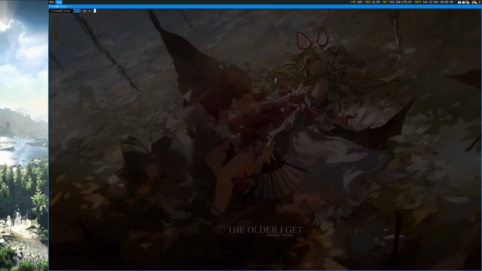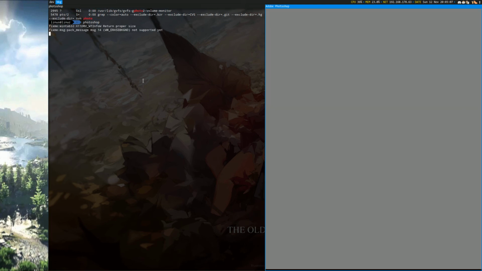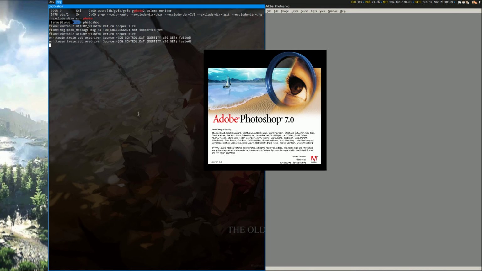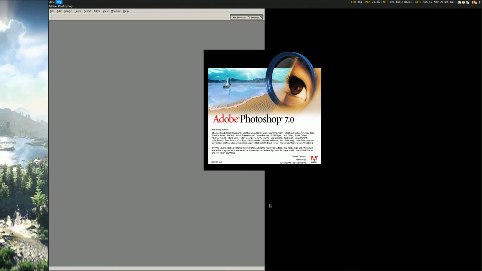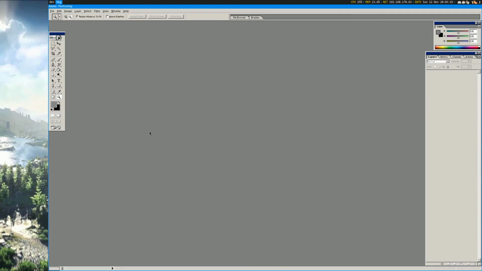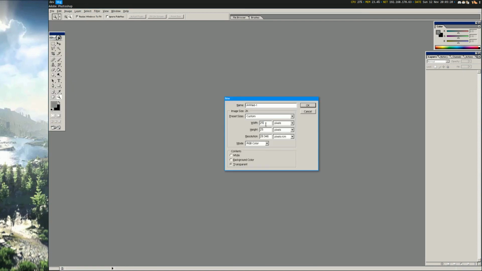Is it starting, or what? No. Start up already. Yeah, I don't know why they never managed to make a UI that doesn't suck. There it is. Not sure why it didn't launch at first. Okay, I'm using old Photoshop because that works well with wine.